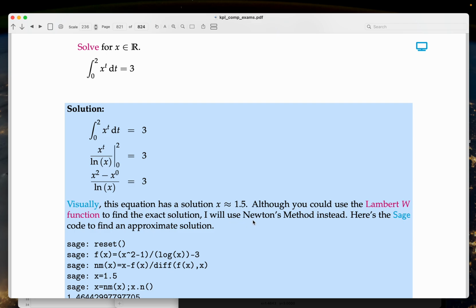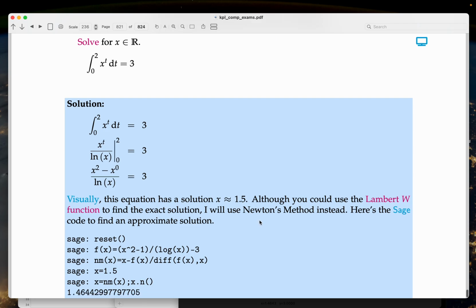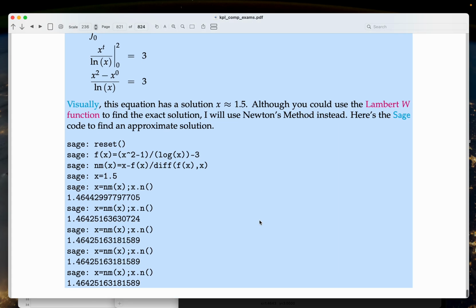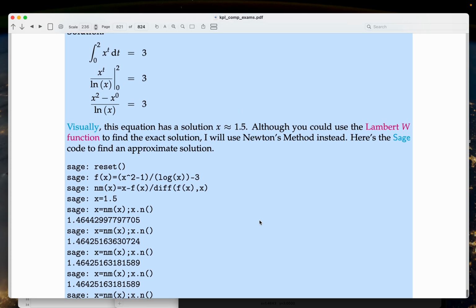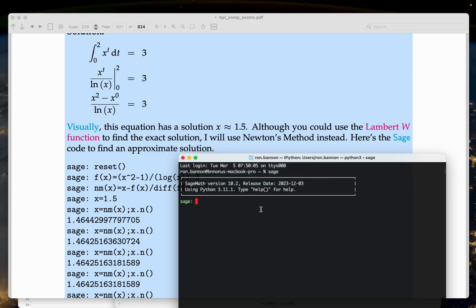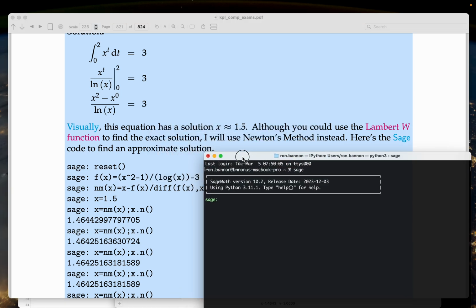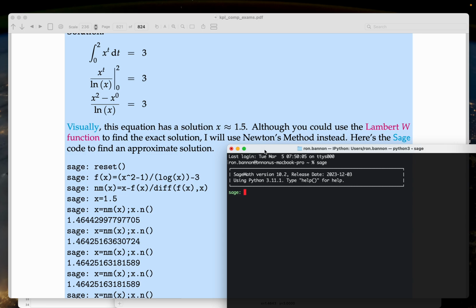Newton's method is what I'm using. He mentions it. I'm using Newton's method over here, and I said I'd do it using Sage. So what I want to do is go through that with you. I'm going to open up my Sage application, and I'm going to type it in. It's a coding language.